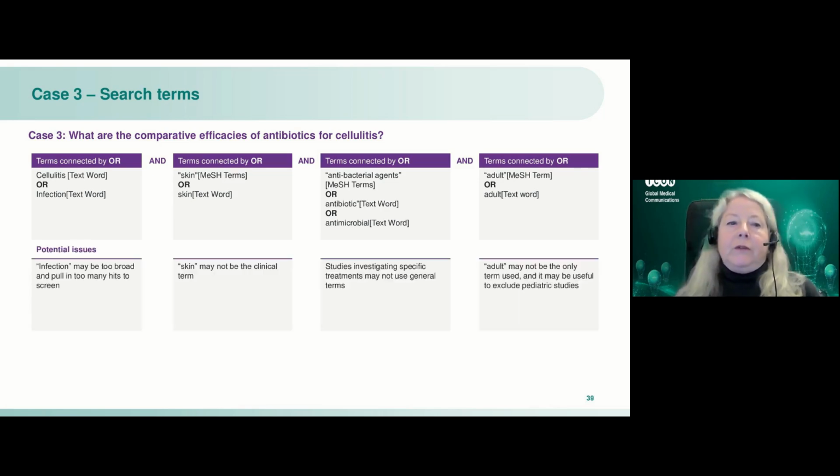Some of you will have already spotted that there are some potential issues with these terms. For example, the term infection may be too broad. It may pull in too many hits for you to screen efficiently. Skin may not be the clinical term always used in a publication, so you can consider adding terms such as subcutaneous. And for the treatment groups, studies, titles, keywords, they'll use the names of specific antimicrobials rather than the broader term. So there you will know from your background reading what antibiotics you want to put in there.